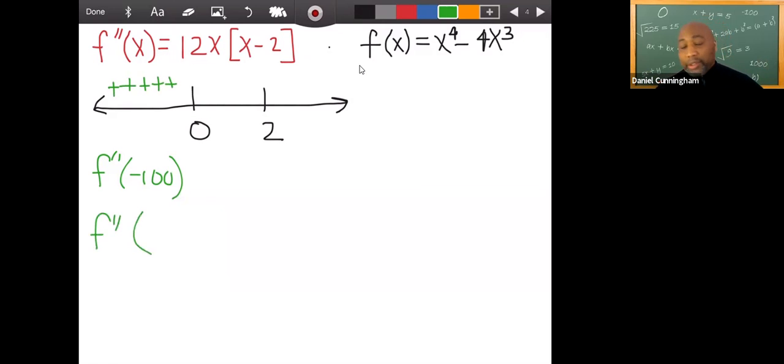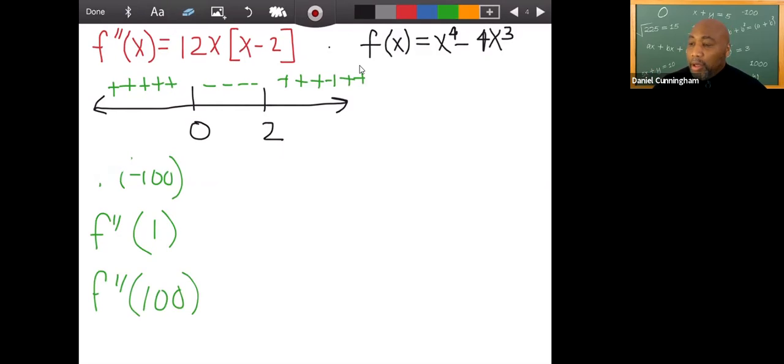Let's use a number between 0 and 2 in the second region in our second derivative. So a number between 0 and 2, 1. Plugging 1 into the second derivative, 12 times 1 is 12. 1 minus 2 is a negative number. So a positive times a negative gives us a negative number here. Then we'll do a number bigger than 2. Let's do 100. 12 times 100 is a large number. 100 minus 2 is a very large positive number. Multiply two positive numbers, we get a positive.